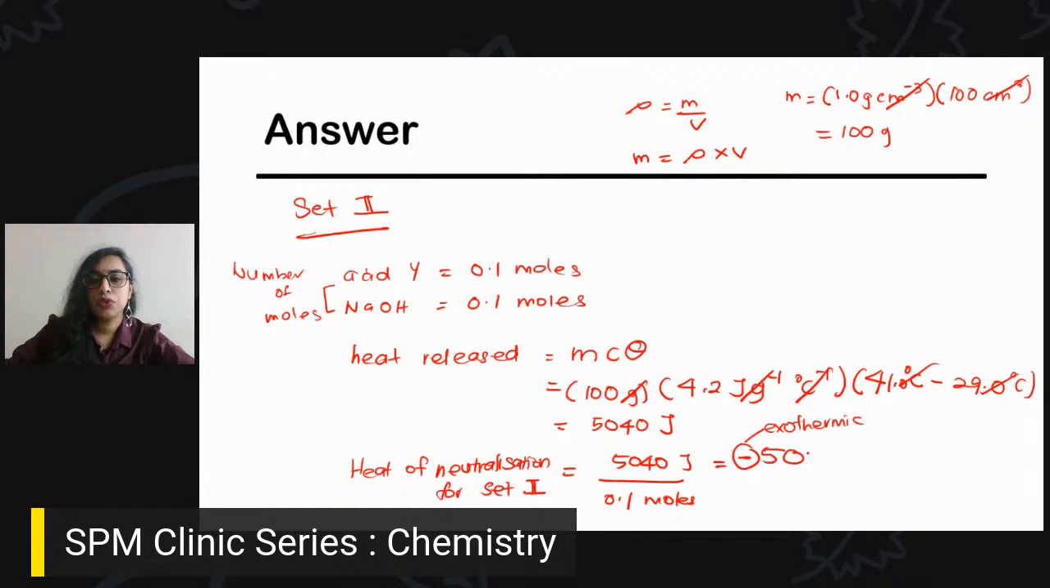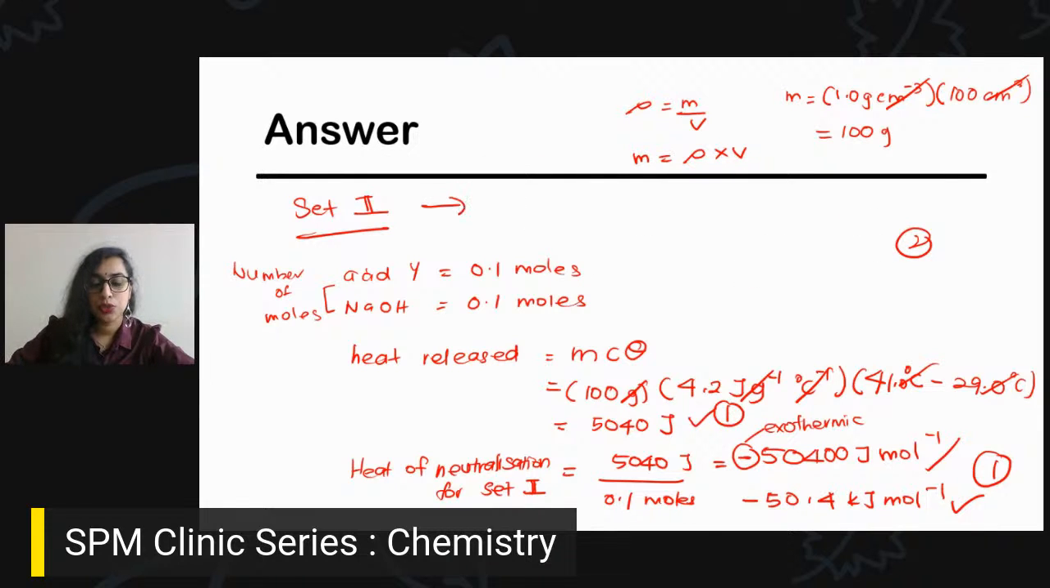So negative 50,400 joule per mole, or you can even give it as negative 50.4 kilojoule per mole, is the heat of neutralization. So you will get 1 mark here, and another 1 more mark here. So a total of 2 marks for this calculation for set 2.